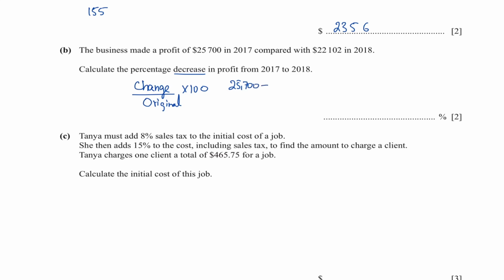So in order to figure out the change, I'm going to do 25,700, and from it I'll subtract 22,102, divided by 25,700, times 100. So let's work this out. 25,700 minus 22,102 divided by 25,700 again multiplied by 100. So that gives us 14%.